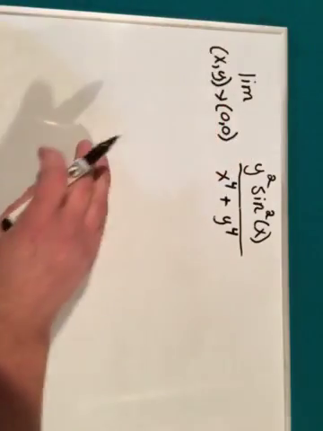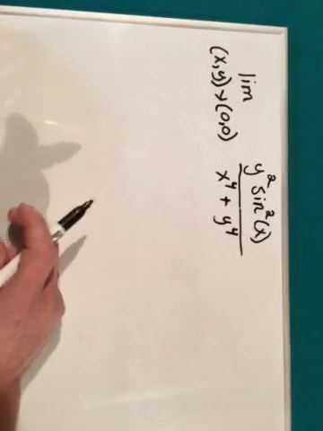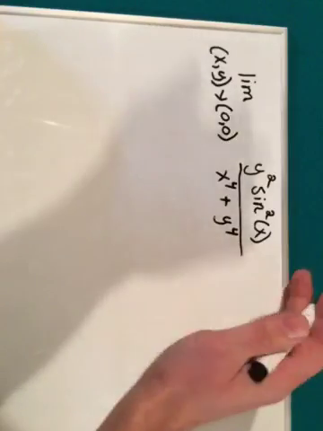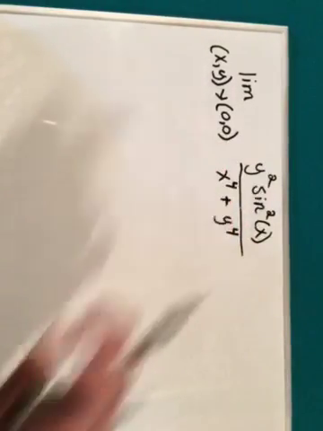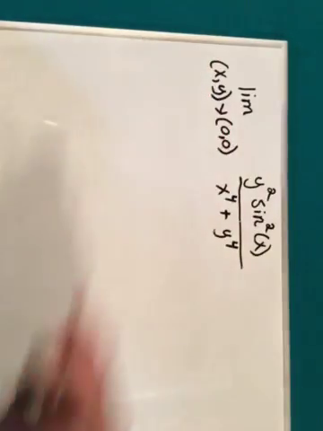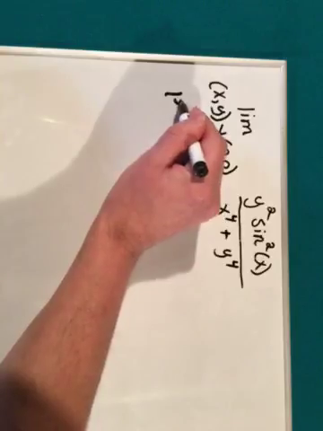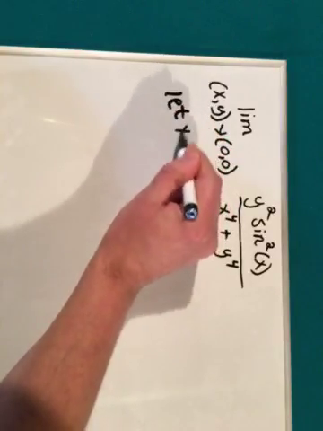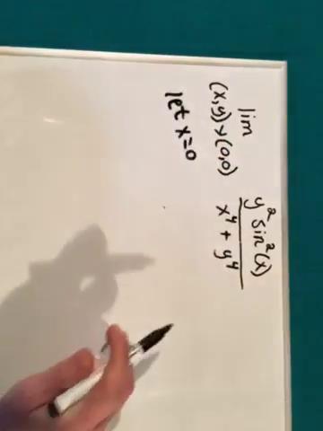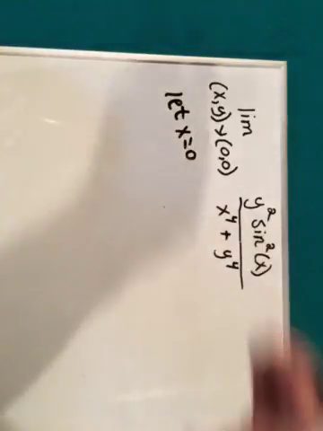We have the limit as (x, y) approaches (0, 0) of y squared times sine squared of x over x to the 4th plus y to the 4th. Now a good technique would be to fix one of your variables. Let x be 0, right? Then we're coming along basically the y-axis, if x is always 0.